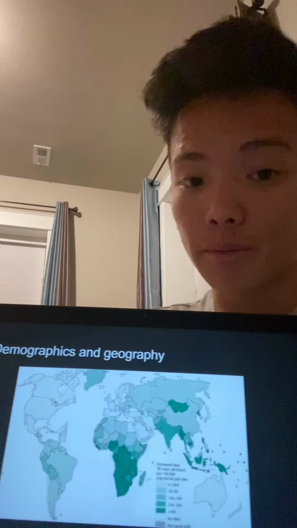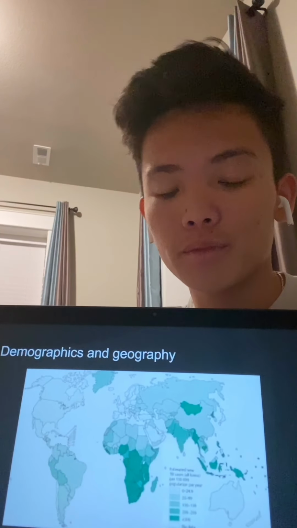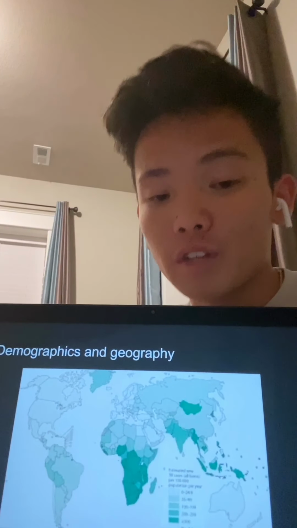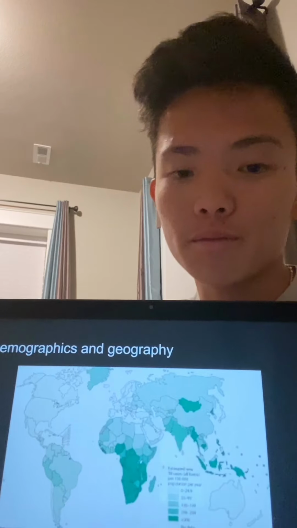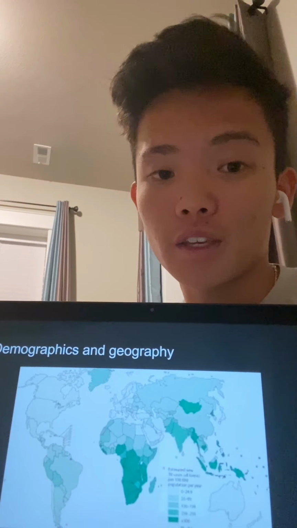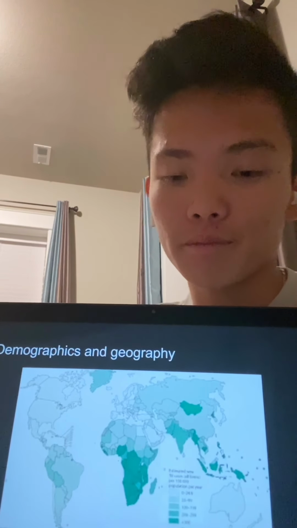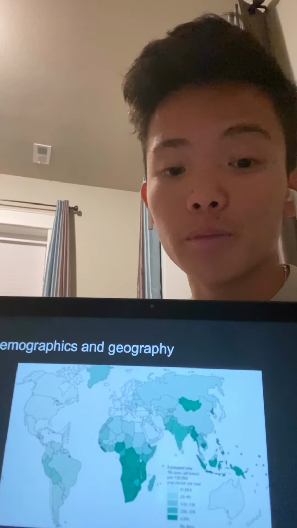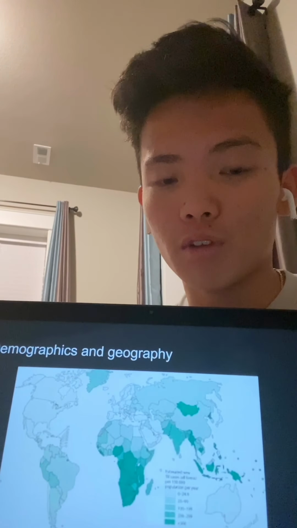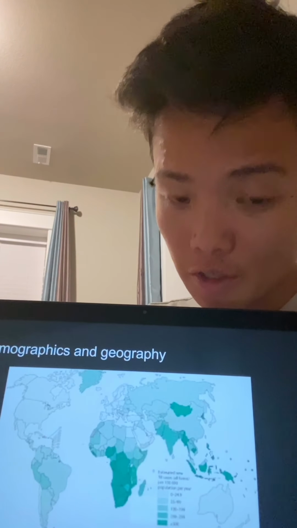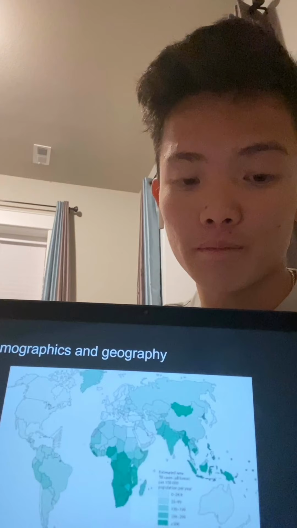In terms of the demographics as well as geography, most of the people who have died from this disease are men, second women, and third children. Now, the places in green on this map are where TB is most prevalent. So these places include Africa, Latin America, Eastern Asia, as well as Russia.